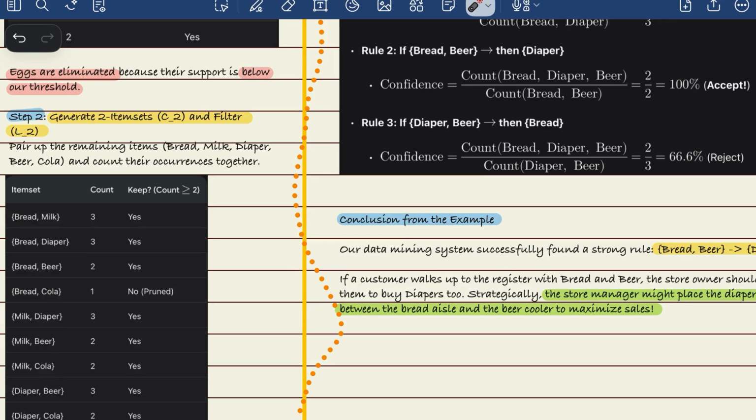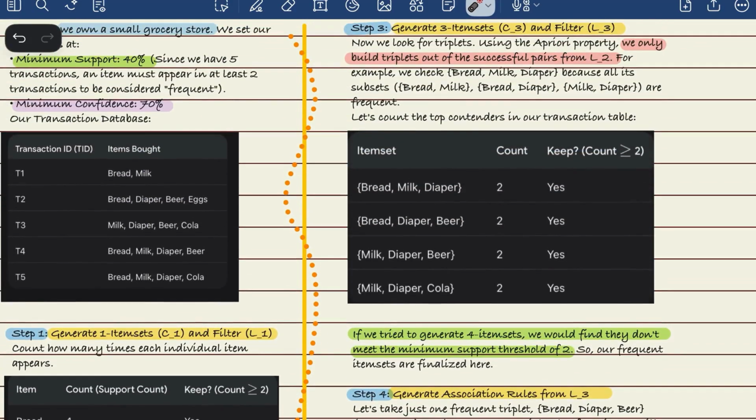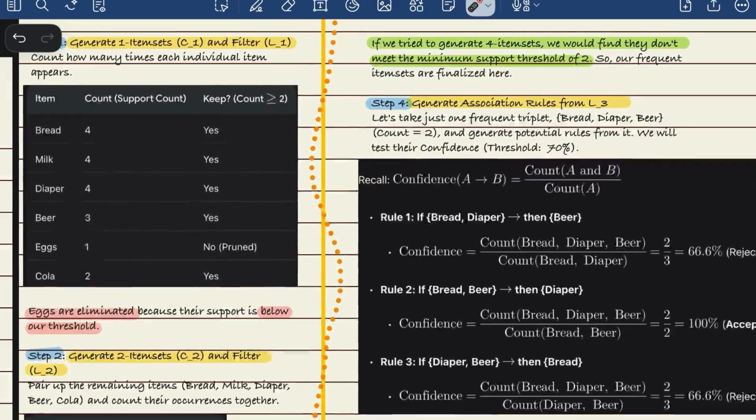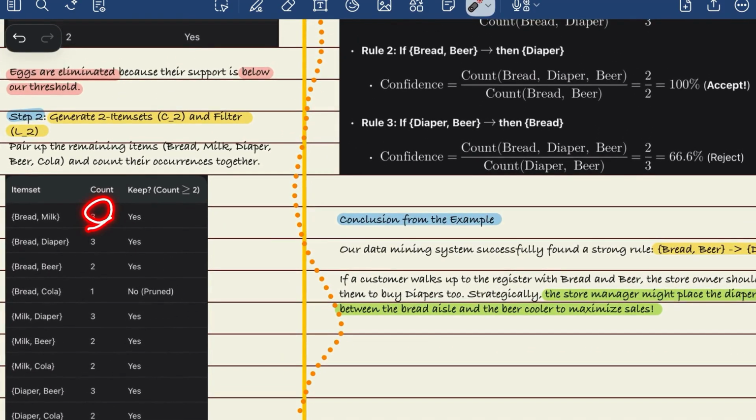So we paired first bread and milk. If you count bread and milk, see, here we have milk but we don't have bread. We have bread and milk, we have bread and milk. So bread and milk is occurring 3 times, right? So this is how we count it, and it is at least 2, so we'll keep it.